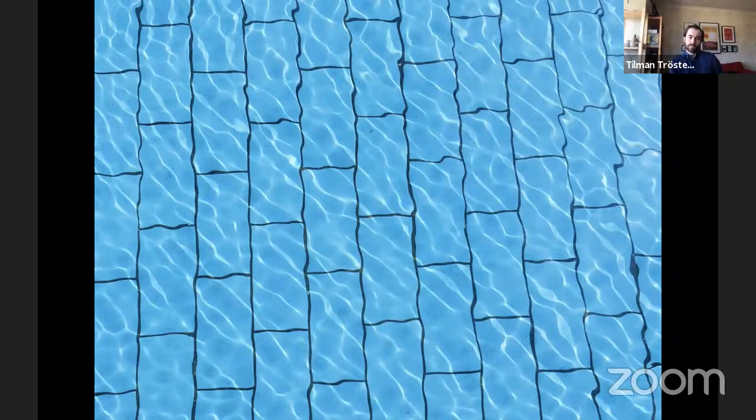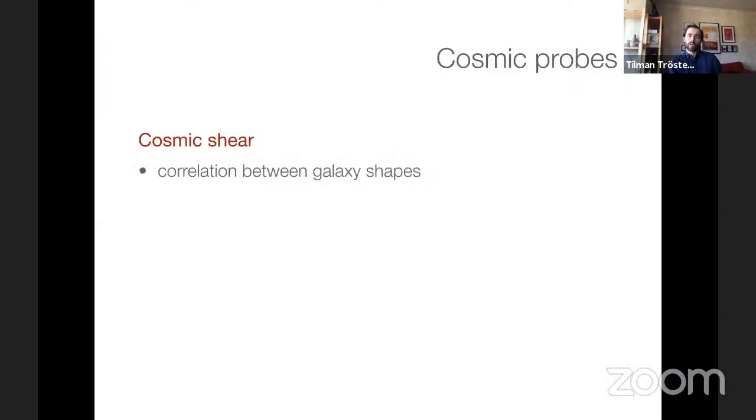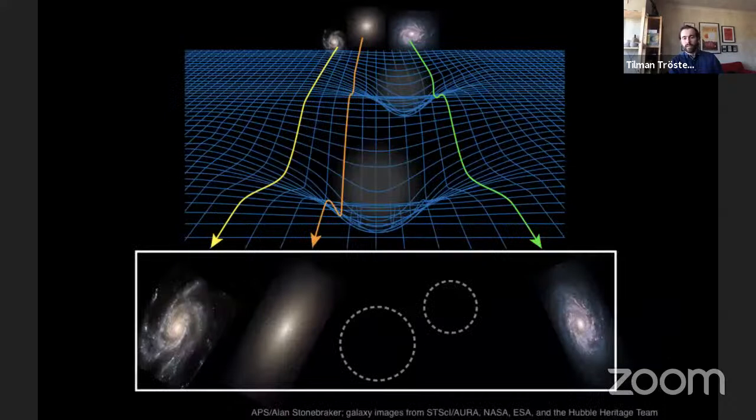In more practical terms, we're looking at correlation between galaxy shapes. So if you have some faraway background galaxies, and let's assume they're circular, then as the light passes by foreground matter distributions, that light gets deflected, and the image of these faraway galaxies gets distorted into ellipses. Now, what cosmic shear does is look at the correlation between the shapes of these background galaxies. And from that, I can infer what the foreground distribution of matter is.